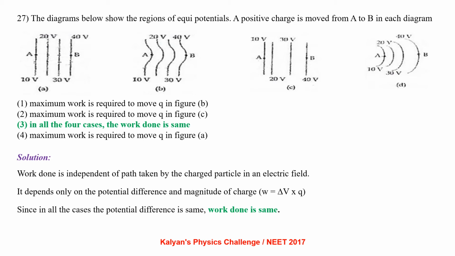Electrostatic field is a conservative field. Work done by electrostatic force is independent of path taken by the particle. In every case, the particle is being moved from A to B, so in each case work done is same.